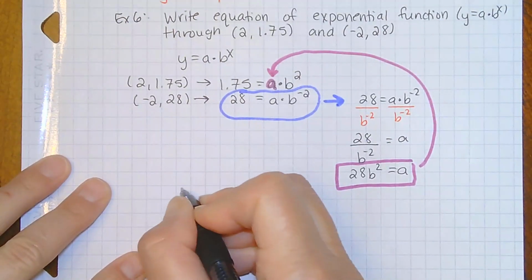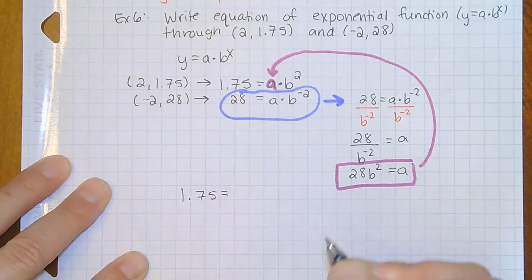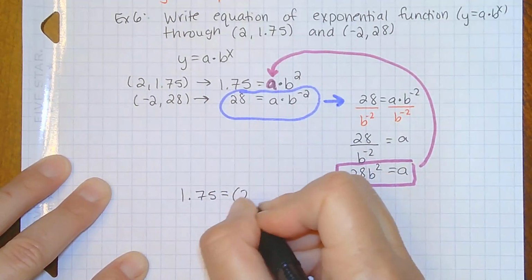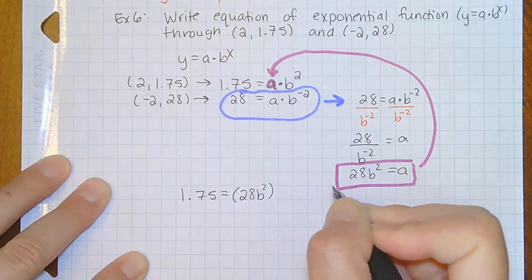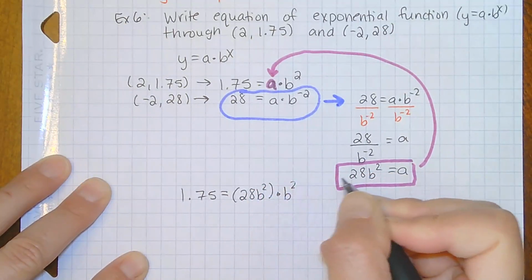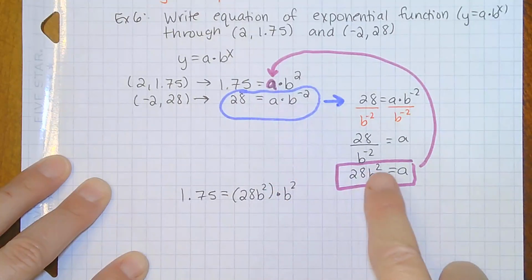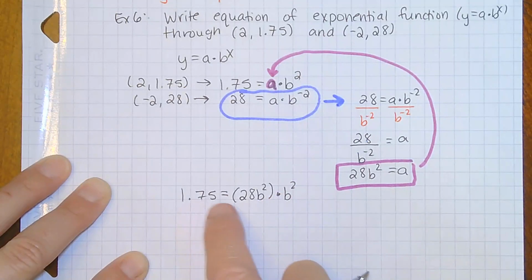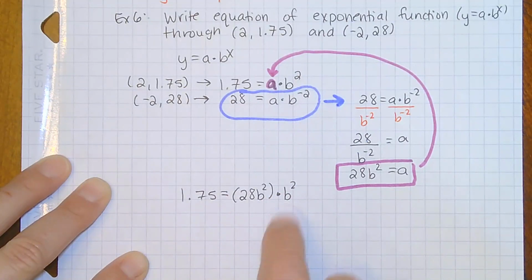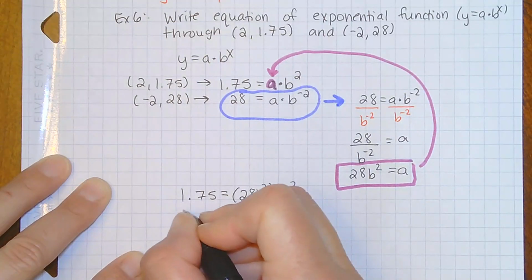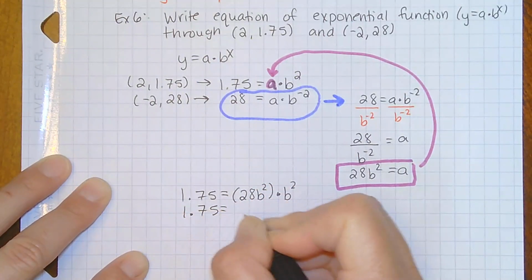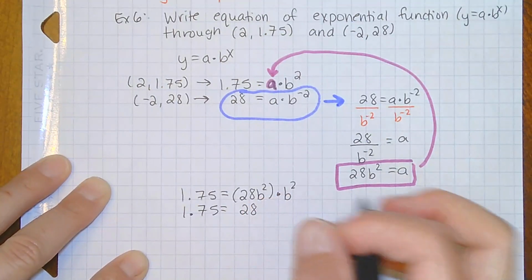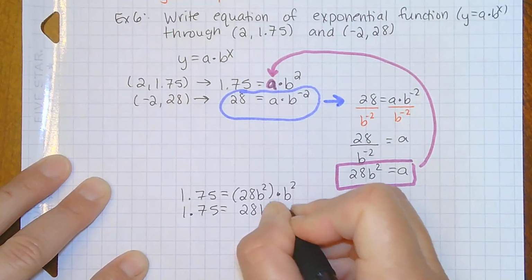So I'm going to get 1.75 is equal to, and instead of my a, I'm going to be putting this, 28b squared times b to the 2nd. So again, this a is 28b squared times b squared. So y equals a times b to the 2nd. Now let me clean this up. I have 1.75 is equal to 28, and a b squared times a b squared. I'm going to add the exponents using laws of exponents, and I get b to the 4th.